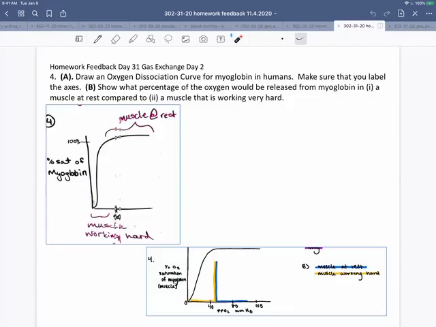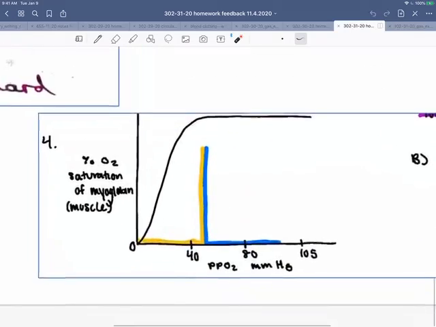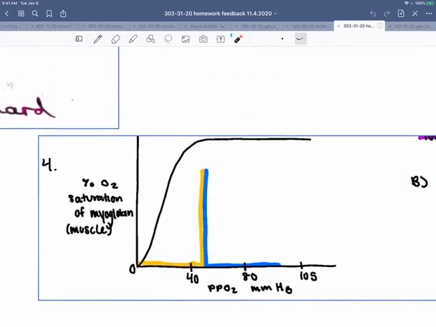So myoglobin isn't releasing much oxygen even when we're getting down around 30-40 millimeters of mercury. It's when the muscle is working very hard that it starts releasing oxygen. And here was another example. I would say that muscle working very hard is probably more in this region, and that's when some of the oxygen from myoglobin is being released to the muscle.